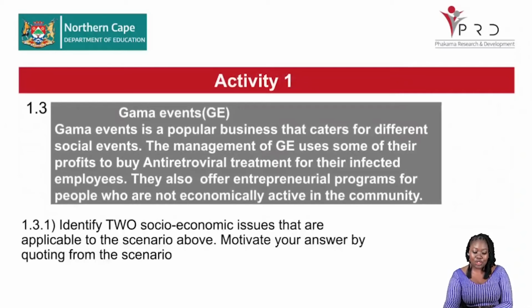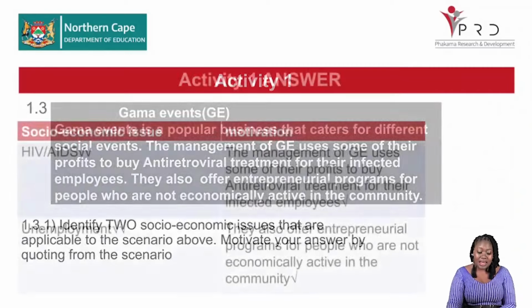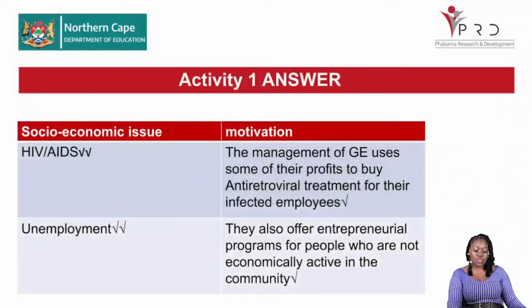So the question then says to you, identify 2 socio-economic issues that are applicable to the scenario above. This is the first part of the question. Then the second part of the question says, motivate your answer by quoting from the scenario above. Then this is our solution.